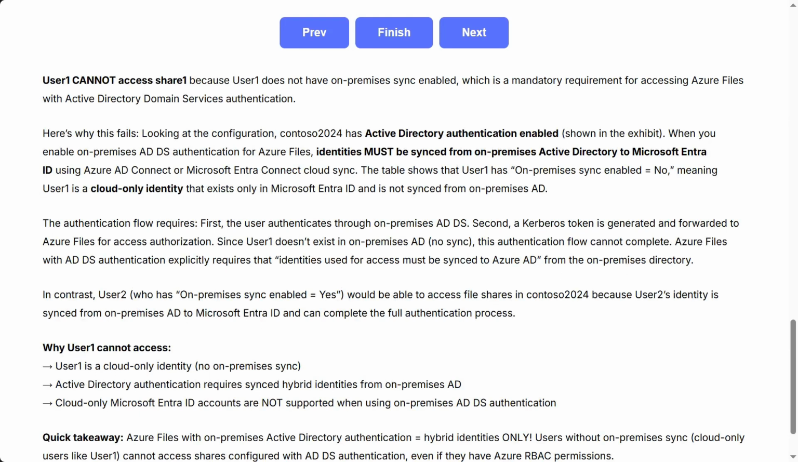Looking at the configuration, Contoso 2024 has Active Directory authentication enabled, shown in the exhibit. When you enable on-premises ADDS authentication for Azure files, identities must be synced from on-premises Active Directory to Microsoft Entra ID using Azure AD Connect or Microsoft Entra Connect Cloud Sync. The table shows that user 1 has on-premises sync enabled equals no, meaning user 1 is a cloud-only identity that exists only in Microsoft Entra ID and is not synced from on-premises AD.